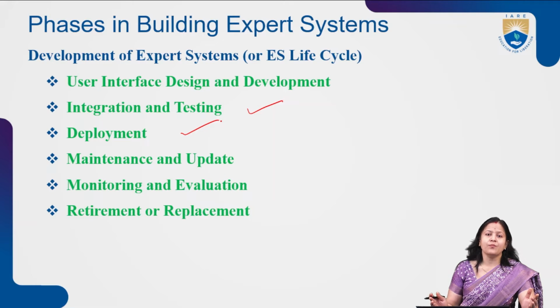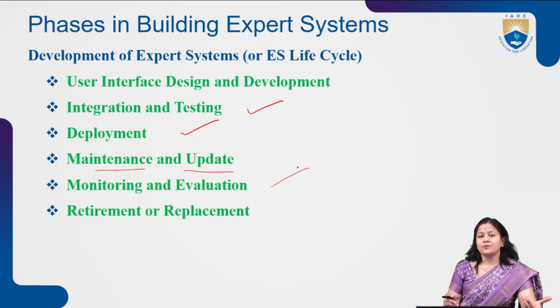After that, once it is deployed to the targeted or real-time environment, the task will not be over. Ongoing maintenance is required, which requires 24/7 maintenance, because after all it is a machine, it's not a human being. So maintenance is needed, and if any knowledge needs to be updated, that updation can be done. Then monitoring and evaluation. Monitoring means how we can check the performance of the expert system; that needs to be monitored and evaluated.